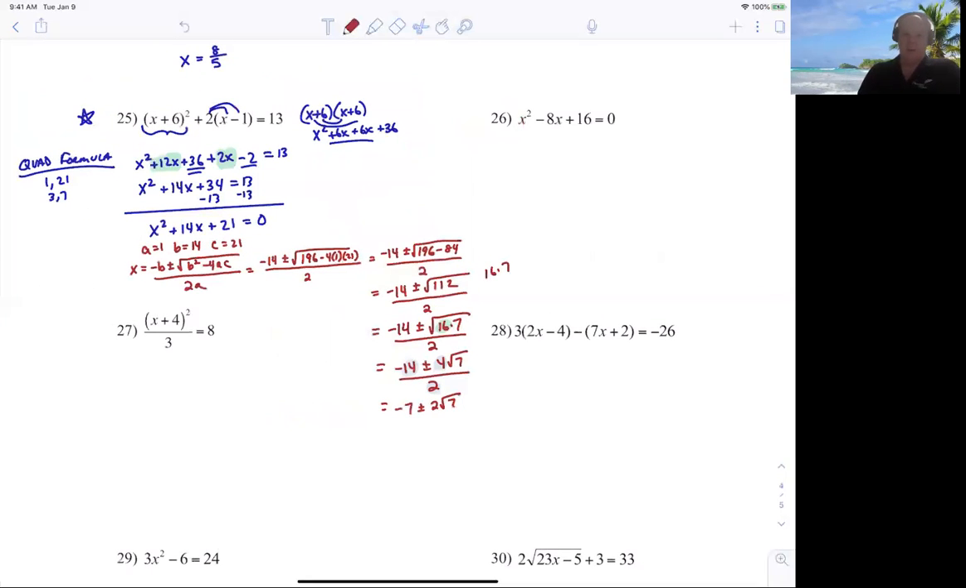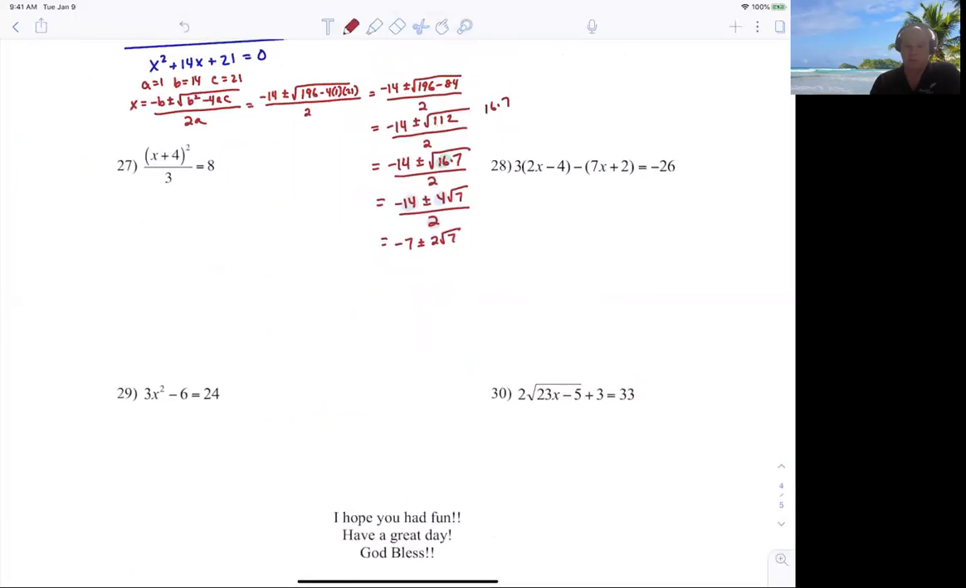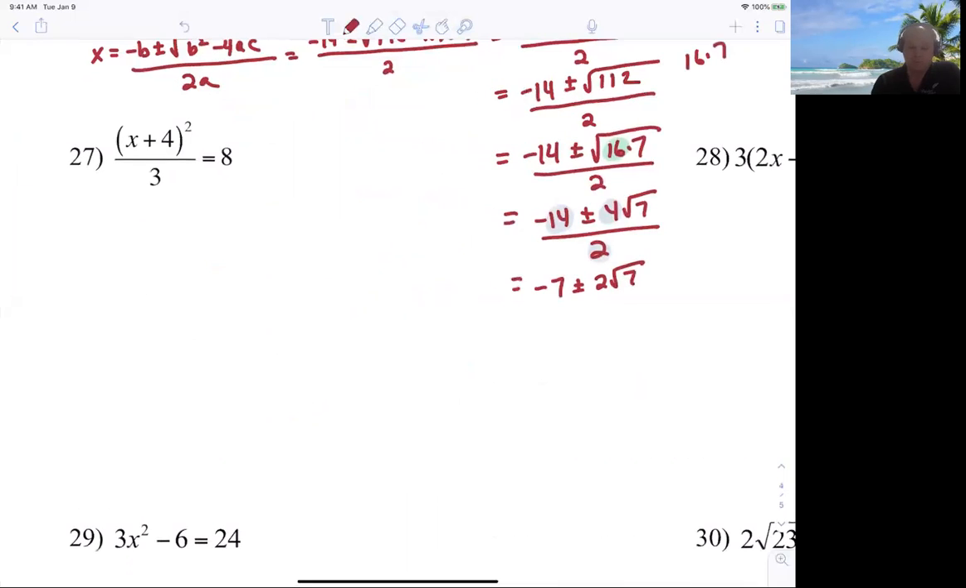Okay, a couple more to go, guys. 27 and 29. All right, then I want you to stop the video, go back, rework the problems, and then we'll do the evens the next lesson. Okay? So over here, we have a quadratic, but first of all, I need to get rid of the dividing by 3. So I'm going to multiply both sides by 3. So now I have x plus 4 squared equals 24.